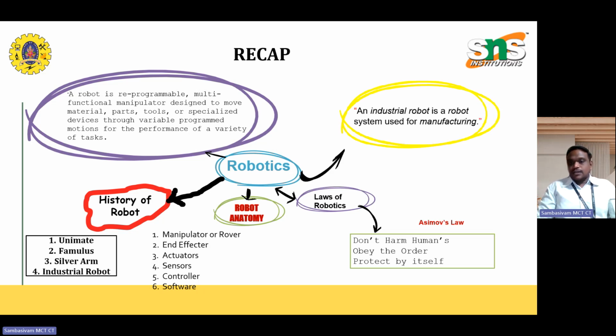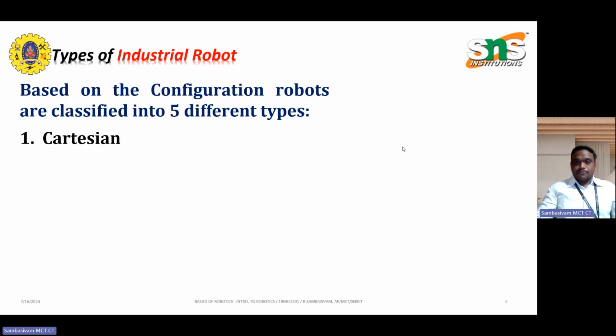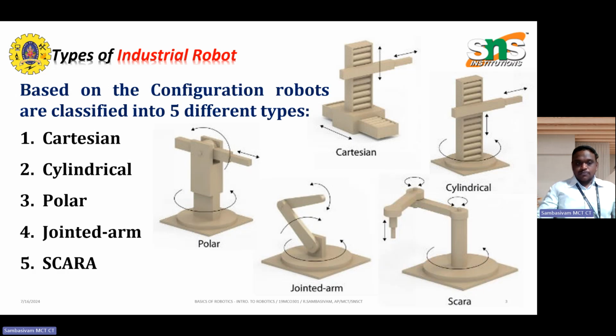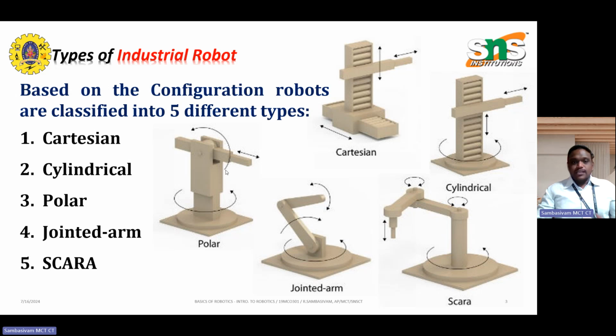Then we moved towards industrial robots and the applications of industrial robots. Also, we discussed the different types of robot configurations like Cartesian, polar, cylindrical, and jointed arm, along with SCARA robots. These are the basic sections we have discussed in a detailed manner.